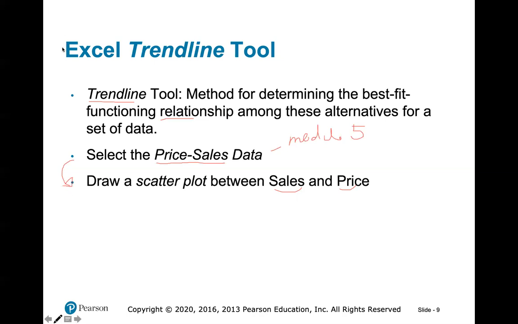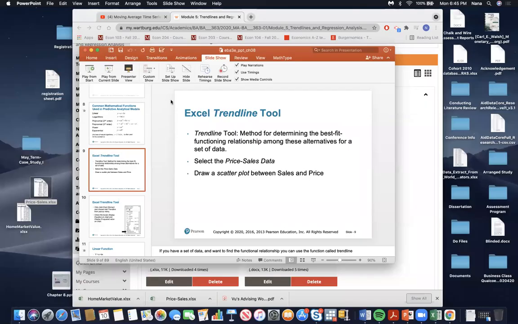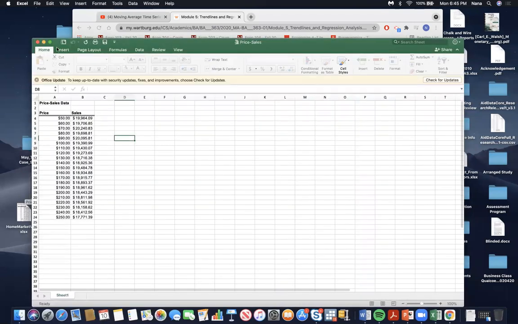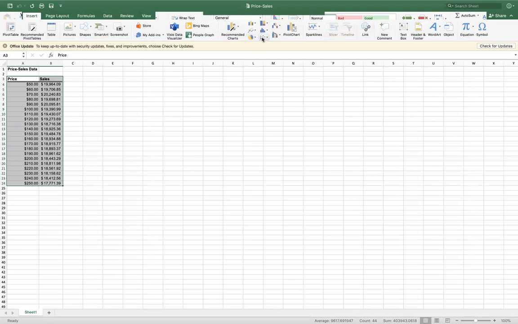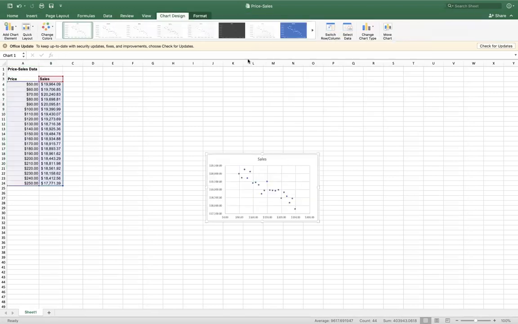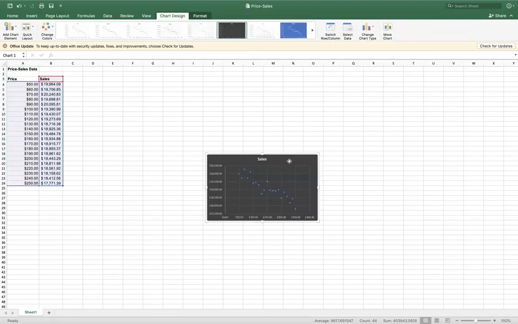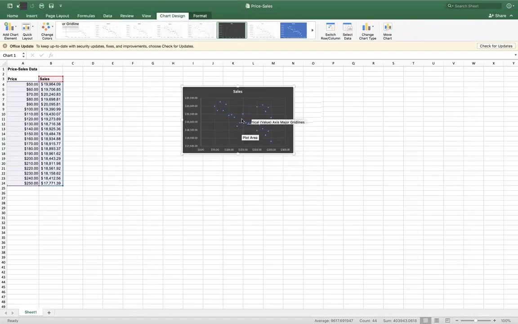So let me exit from here. This is going to be a bit informal. Let me open the price sales data. Okay, so we have this. I'm going to draw a scatter plot. I'm going to select my data, go to Insert, draw a scatter, and basically I have it. I actually like the black background generally. Right, so first of all, let's take a look at this data.